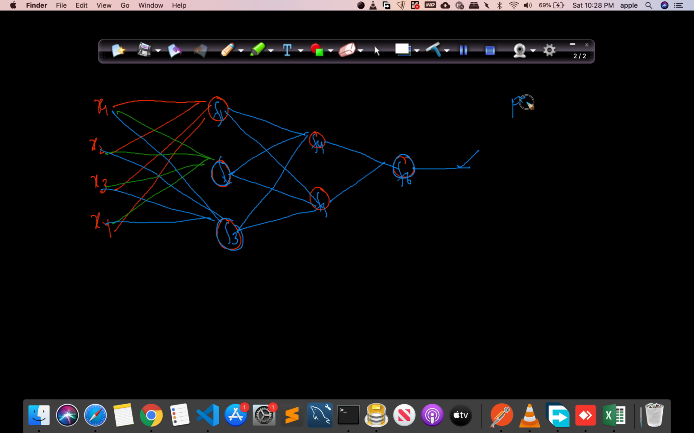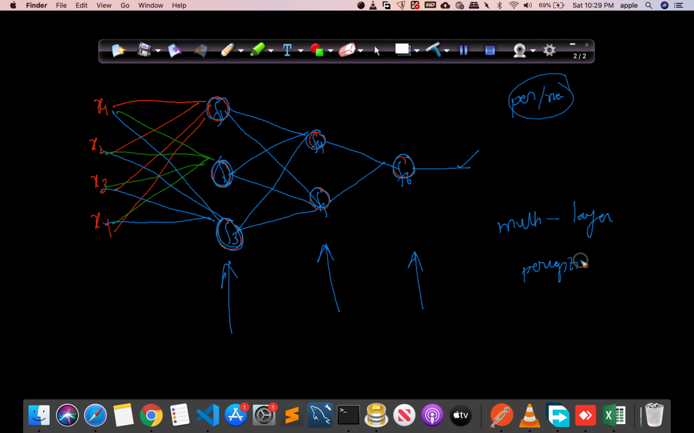I will use the words perceptron and neuron interchangeably, so don't worry about this. This is an individual perceptron or neuron. Since we have layers of neurons here, this is the first layer, this is the second layer, and this is the last layer. That's why this is called a multi-layered perceptron, because we have multiple layers of perceptrons. In short, they are called MLPs.